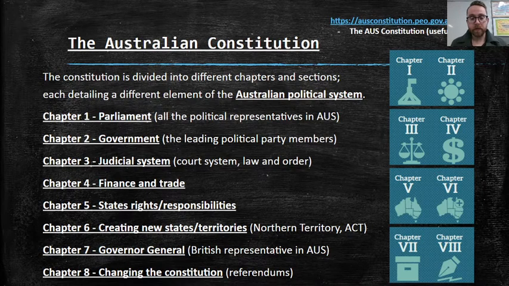The Northern Territory and the ACT, since they are new, since they're a bit different from the other states, actually have less rights. They have less power than places like Victoria and New South Wales, which is not really a good thing. If you're from Northern Territory or ACT, they're not very happy about it, but that's another debate for another day. Chapter 7 looks at the Governor General.